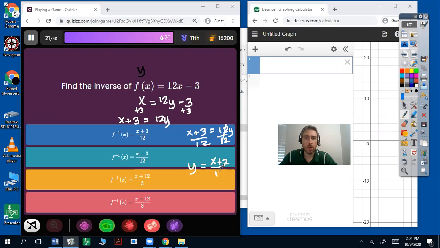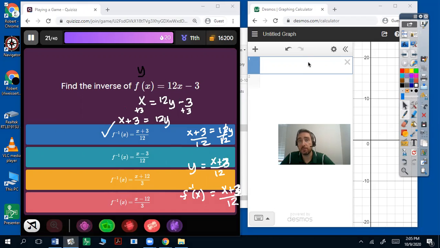Now, we don't want to write y, we want to write the inverse notation. So f inverse of x, it's just the way we write it. It means the same thing as y, but now it lets you know that you've solved for the inverse. So it's x plus, I wrote 2, should be 3, divided by 12. X plus 3 divided by 12 should be that one there.